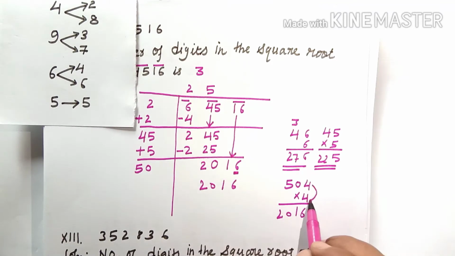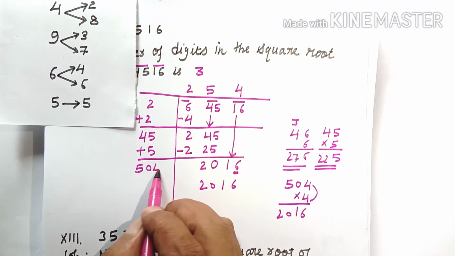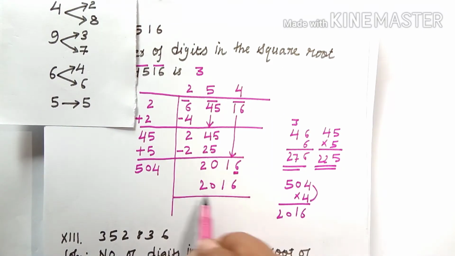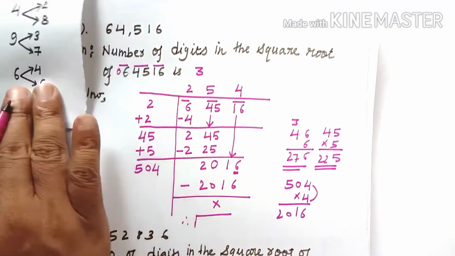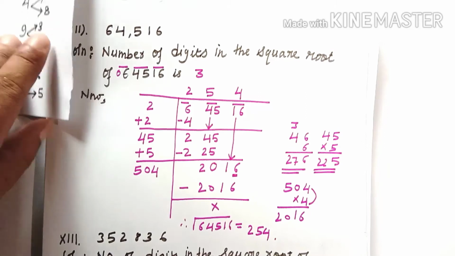That is with the help of 4. So this 4, 1 at the quotient place, the other 4 at the divisor place. After that, you can subtract. So 0. So therefore, the square root of, that is we have here, 6, 4, 5, 1, 6 equals to 254. Now the next one.